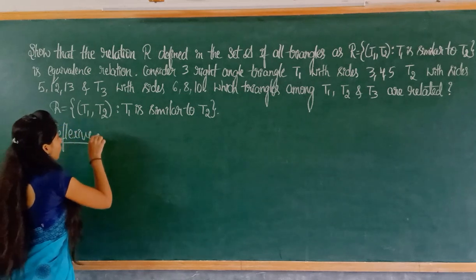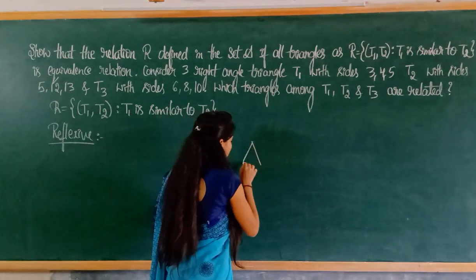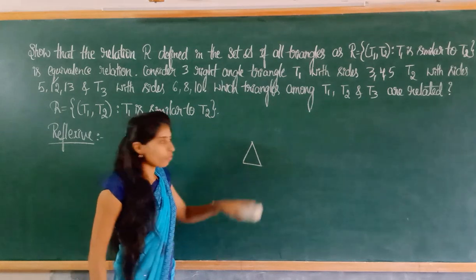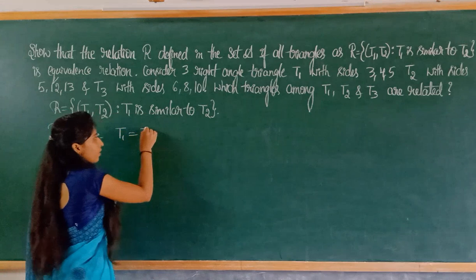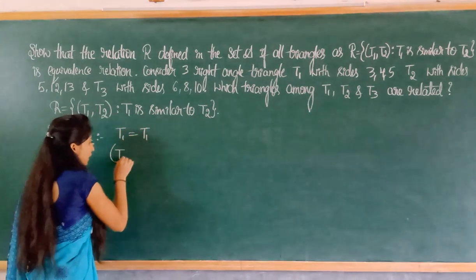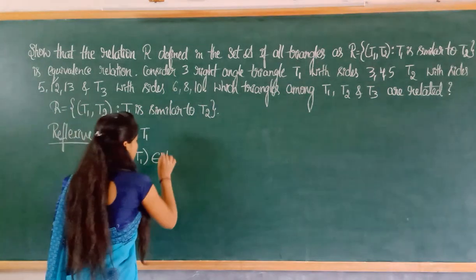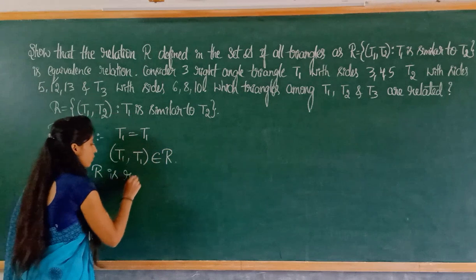First one is reflexive. If I take one triangle, of course the triangle is similar to itself only. So T1 is equal to T1, same. So (T1, T1) belongs to the relation. Therefore R is reflexive.